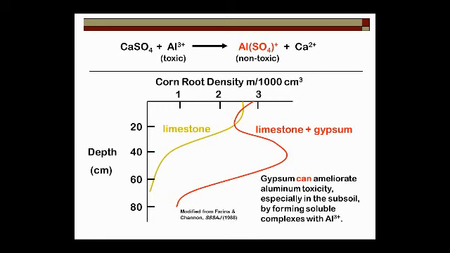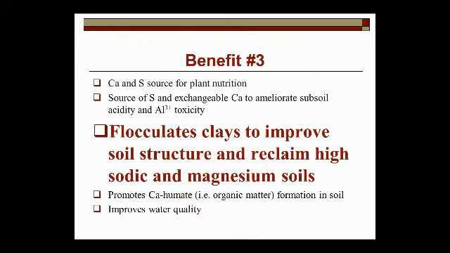If the roots are going deeper, they can get more water during the droughty periods and also can explore more soil volume for the nutrients, nitrogen, calcium, phosphorus, sulfur, all those other nutrients that a plant needs. A third benefit, it flocculates clays to improve soil structure and reclaims high sodium and high magnesium soils.